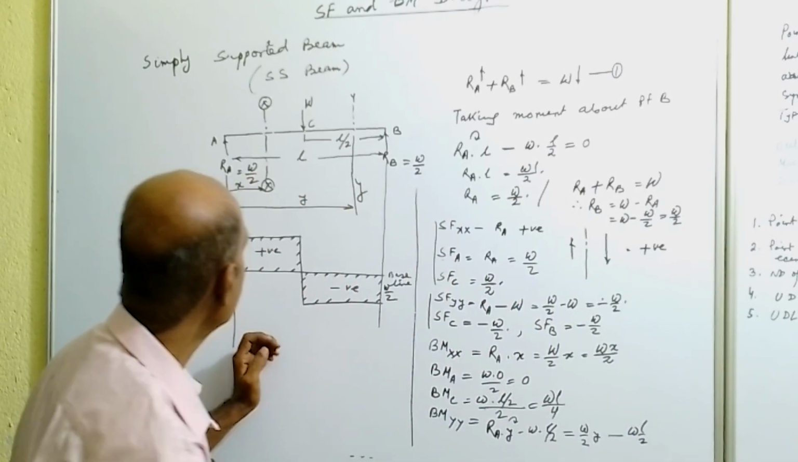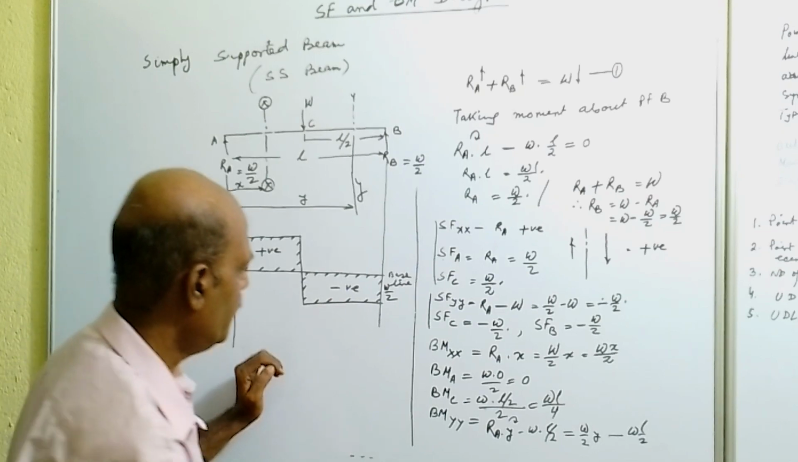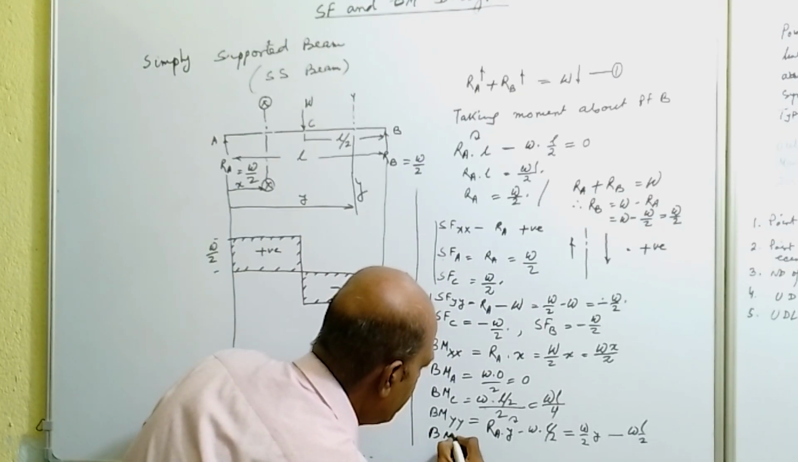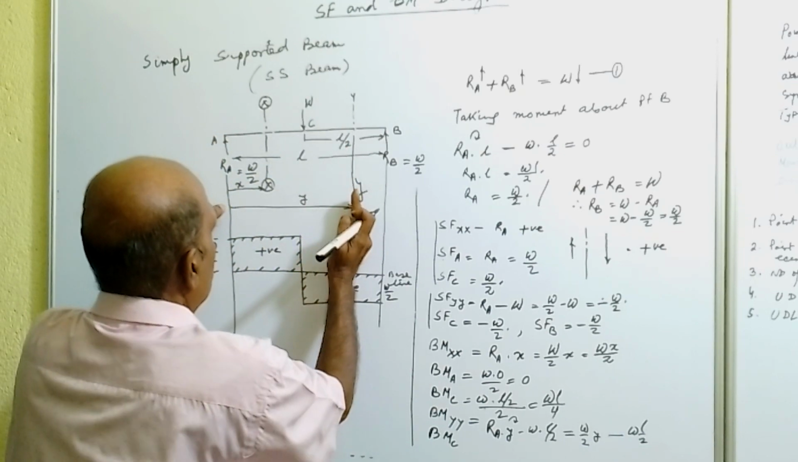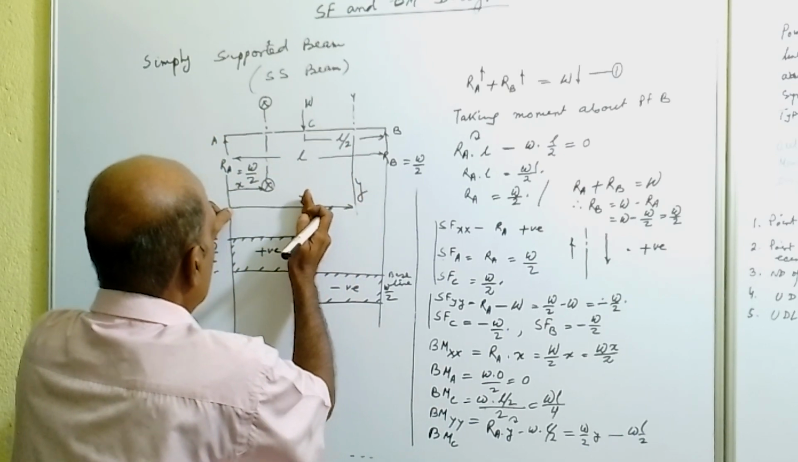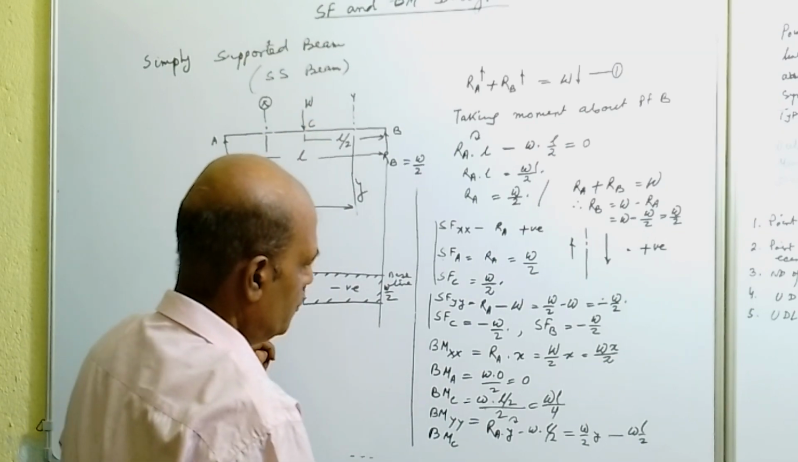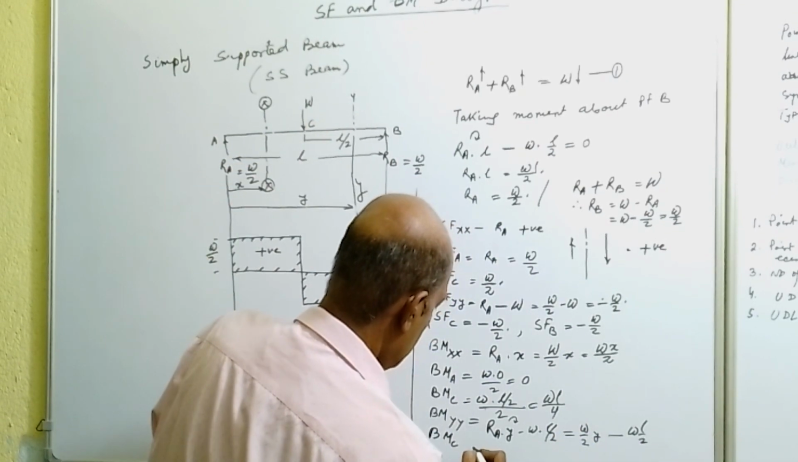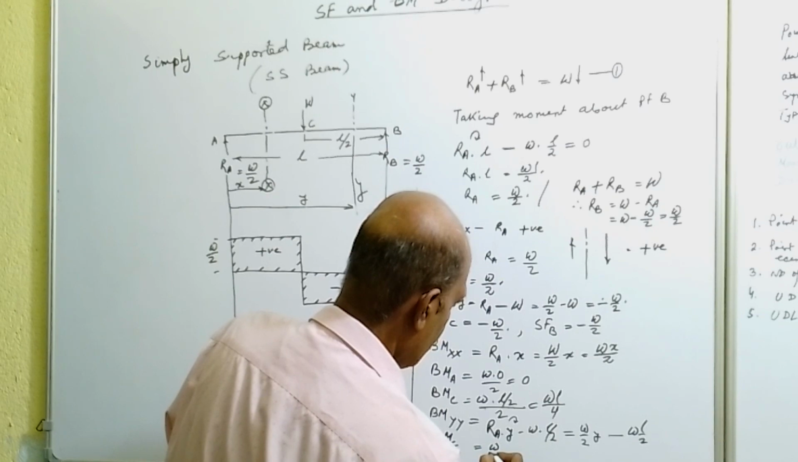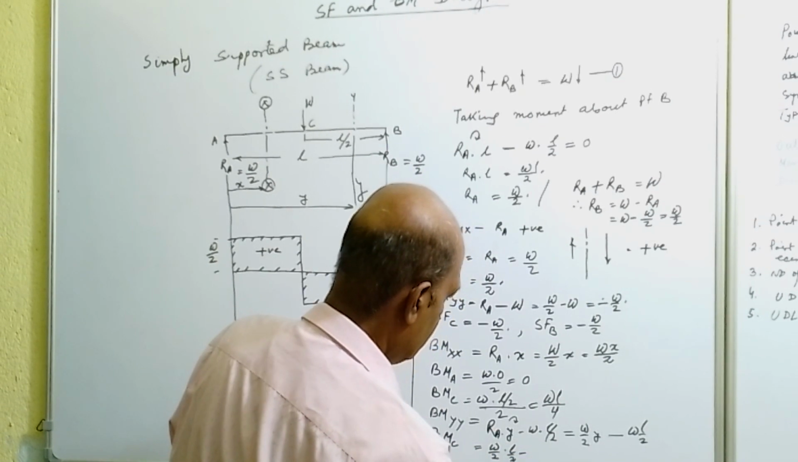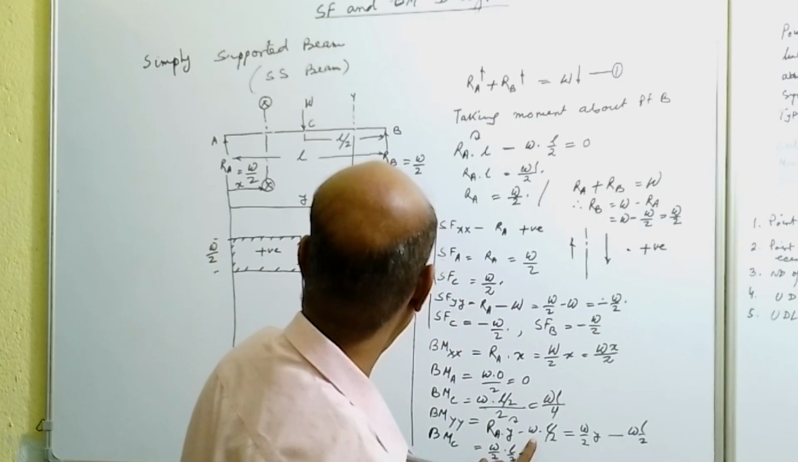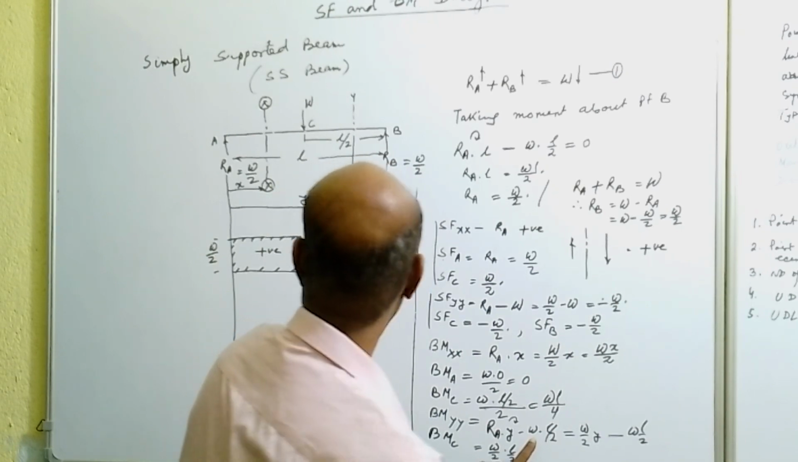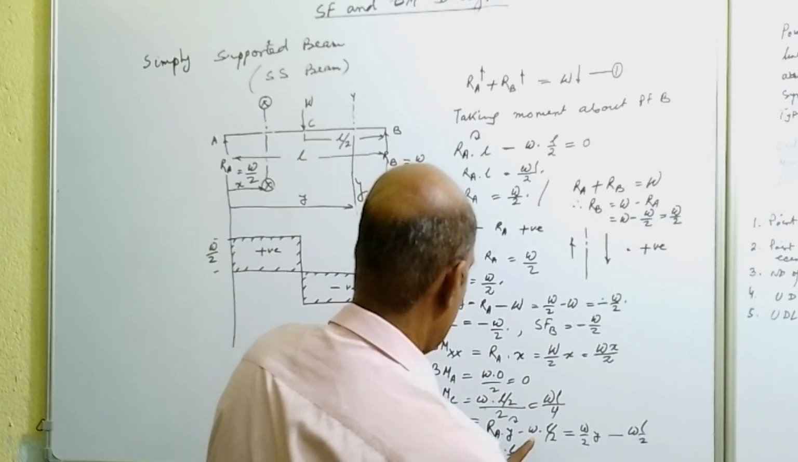So now slide the section to point C. So we will get bending moment at point C. At C, what is the Y value? If we slide, Y value will be L by 2. So we will put bending moment at C, W by 2 into L by 2 minus W into Y minus L by 2.